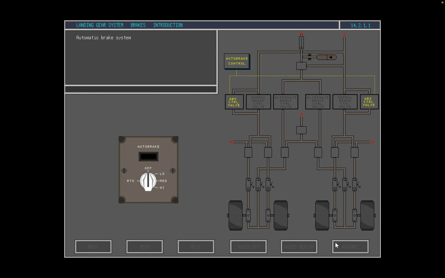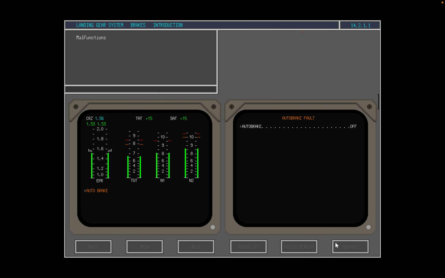The operation of the automatic brake system will be explained with particular reference to how it is engaged and disengaged. Finally, we shall be describing those malfunctions which may occur in the braking system. The flight deck alerts will be discussed and the appropriate procedures presented.